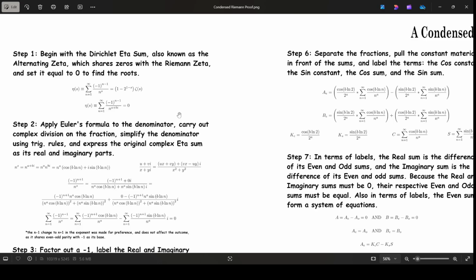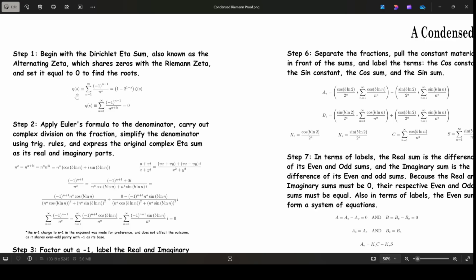And for the sake of the hypothesis, you can use either one. The eta, it's a known equivalence to the hypothesis. The eta shares roots with the Riemann, and they both have to have that special relationship where if the hypothesis is correct, the real portion of the input has to be 1/2, and why and how is what you're trying to figure out. So we're going to start with that relationship.